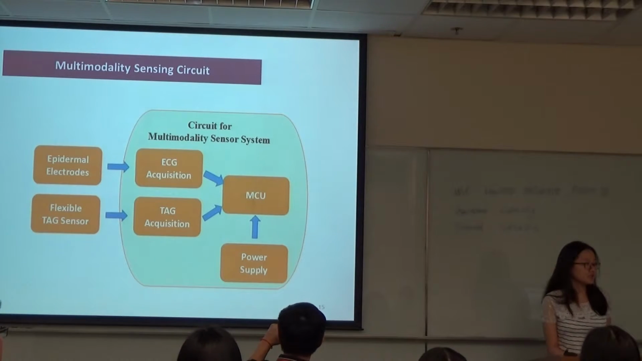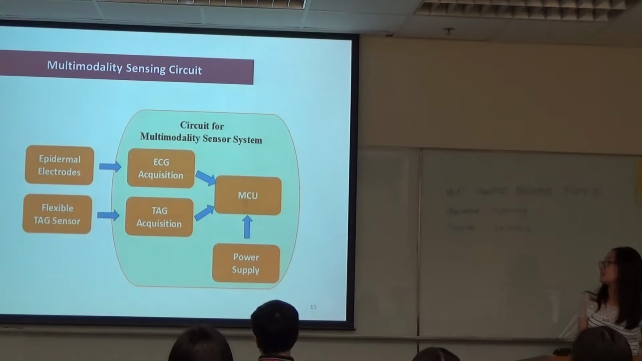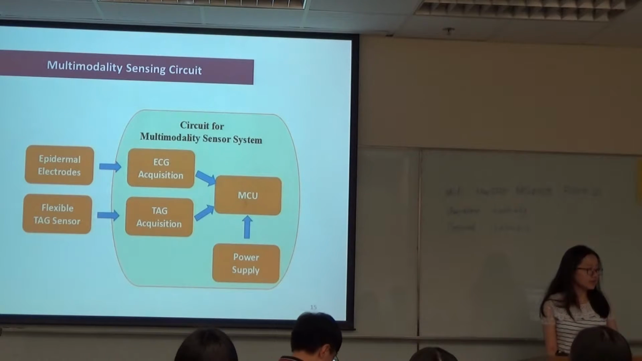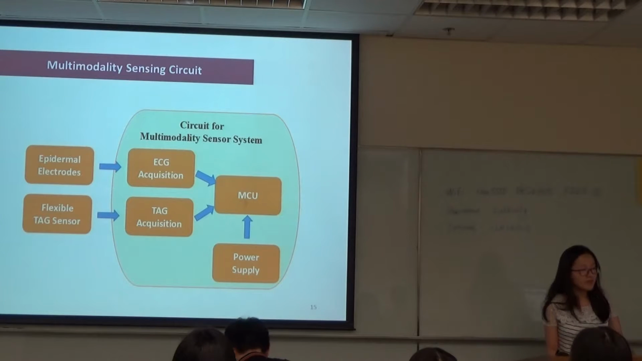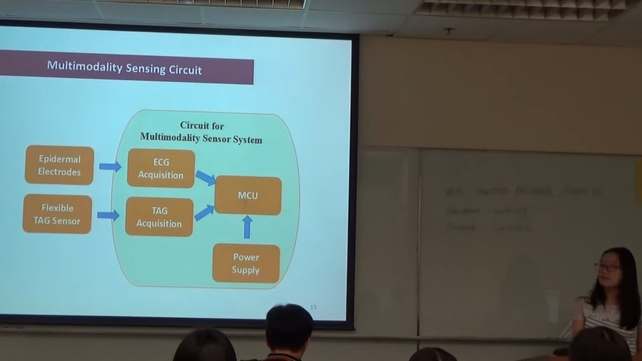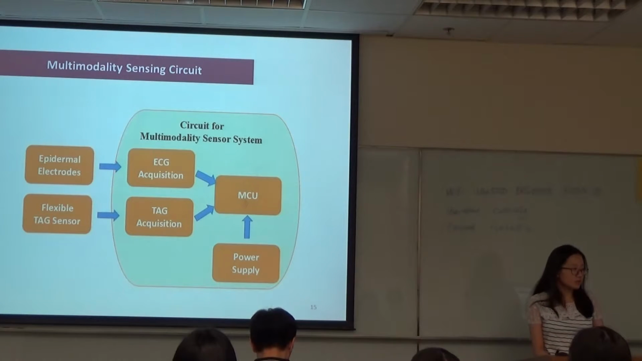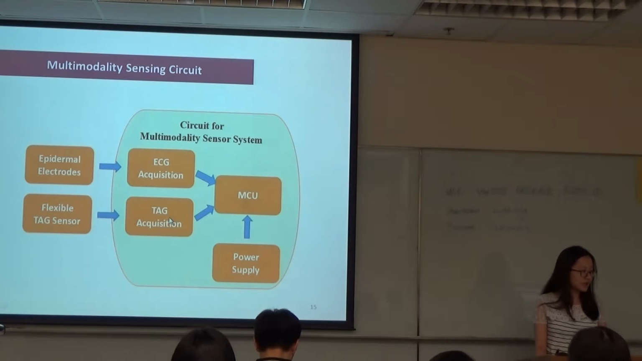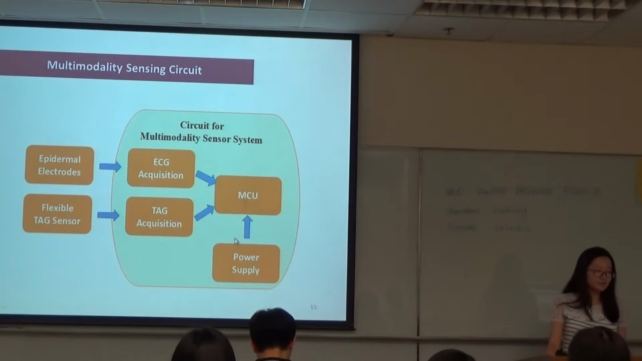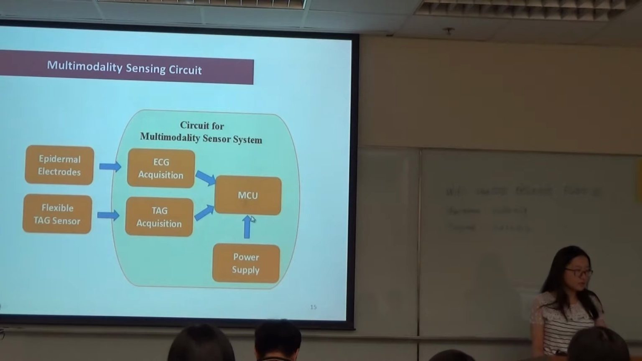And now I will introduce the data acquisition part first. Here is our multi-modality sensing circuit. Based on our PTT algorithm, first we need to detect the peaks of the ECG and TAG waves. So we have the ECG and TAG acquisition part, of course. Then we have a power supply part to provide several constant voltages for the whole system. And the MCU part will help to calculate the pulse transmit time from these two ECG and TAG waves.